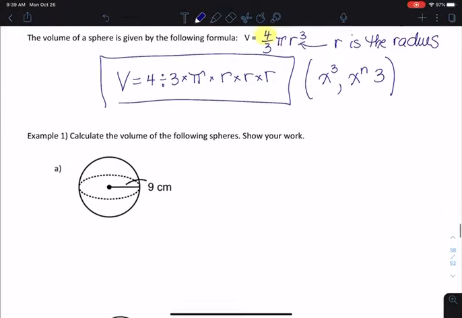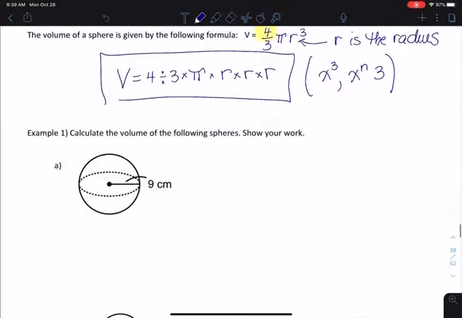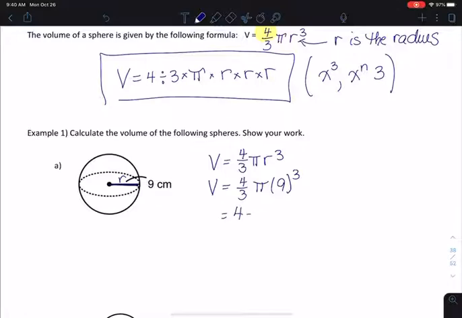If I look at my first example, every time I go to do a question, I'm going to write down the formula. Volume equals 4/3 pi r cubed. In this case, my r value, remember that the radius of a sphere is just from the center of the sphere to the outside. So in this case, it's 9. So when I type it in, volume is equal to 4/3 pi times 9 cubed. But we'll type that in as 4 divided by 3 times pi.